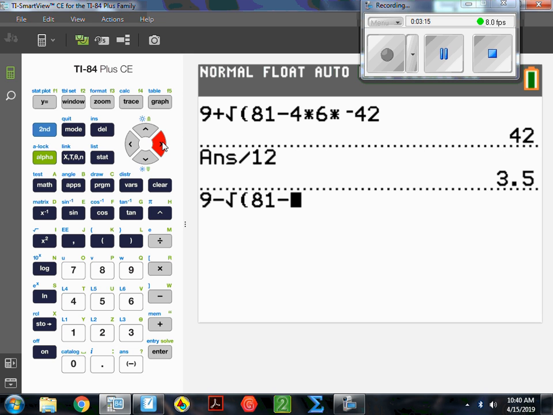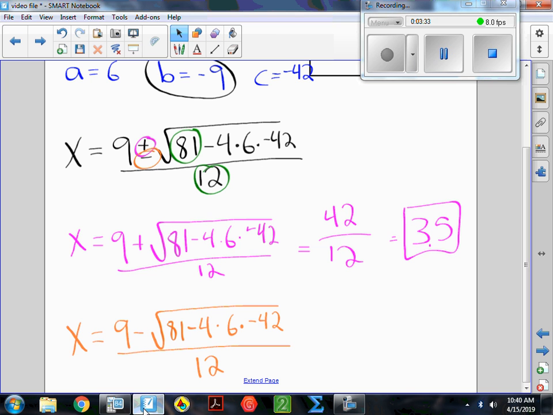All right, the opposite of b, so 9, minus the square root of b squared, positive 81, minus 4 times a, which is 6, times c, which is -42, gives me -24. So -24 over 12 is -2. And that's number 15.